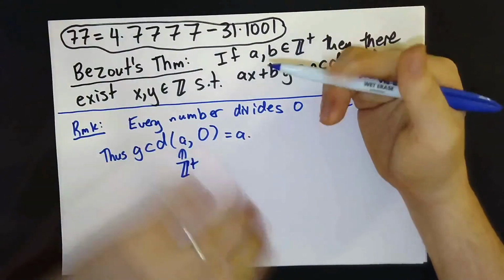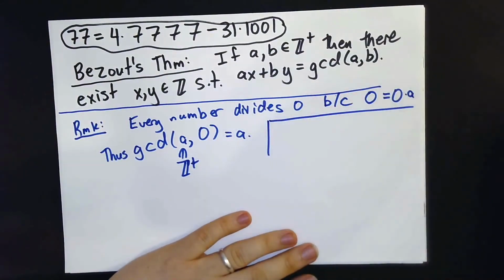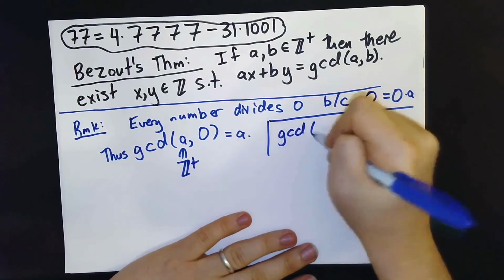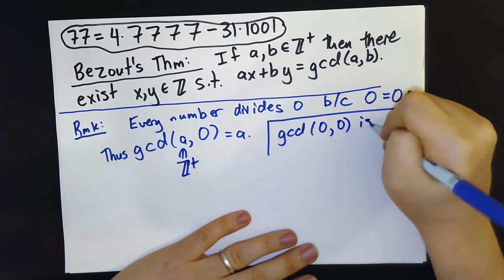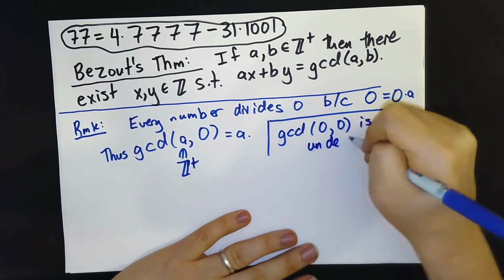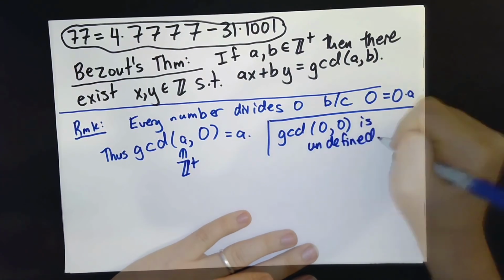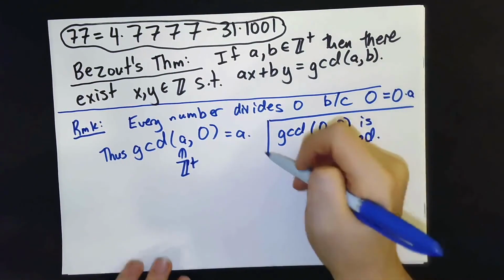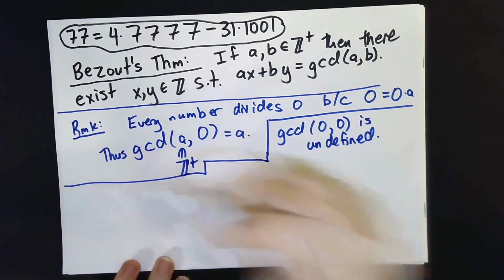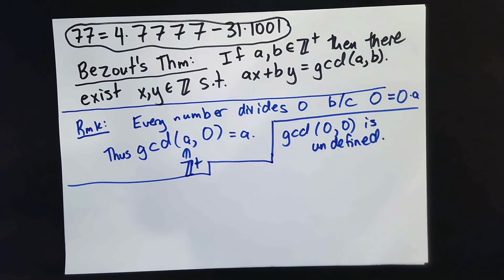But I should warn you, this still leaves one really awkward case, which is the GCD of 0 and 0, which is just always undefined. There is no largest number that divides 0 and 0, because, well, every number divides 0 and 0. This is all a technicality. I don't intend this to come up. I'm just noting this for completeness.